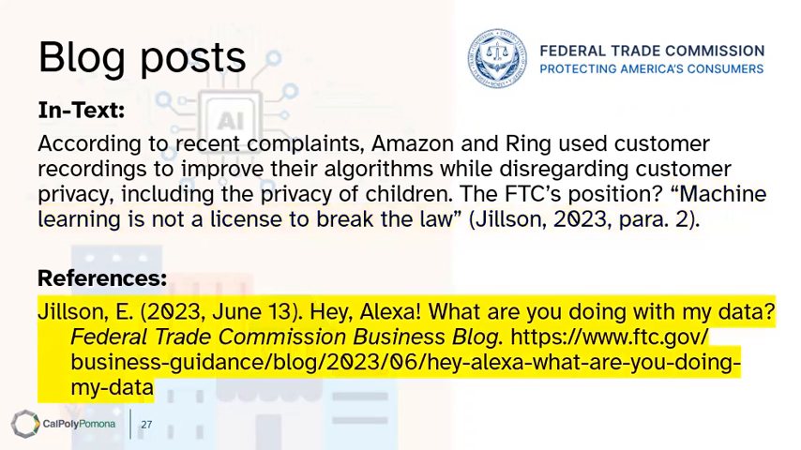For the references, APA instructs authors to cite blog posts using the same format as news articles, which is as follows: last name and first initial of the author, date including year, month, and day, the title of the blog post in sentence case, the name of the blog in title case in italics, and the URL.